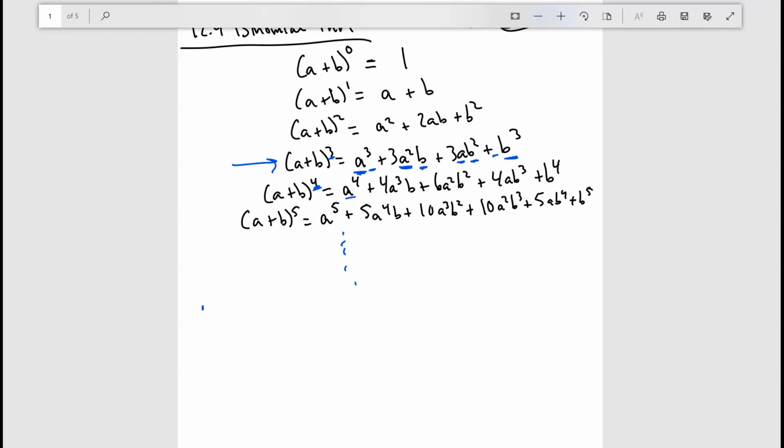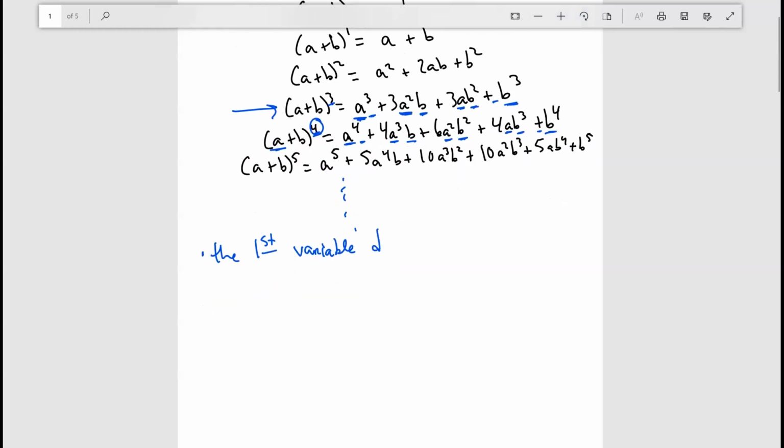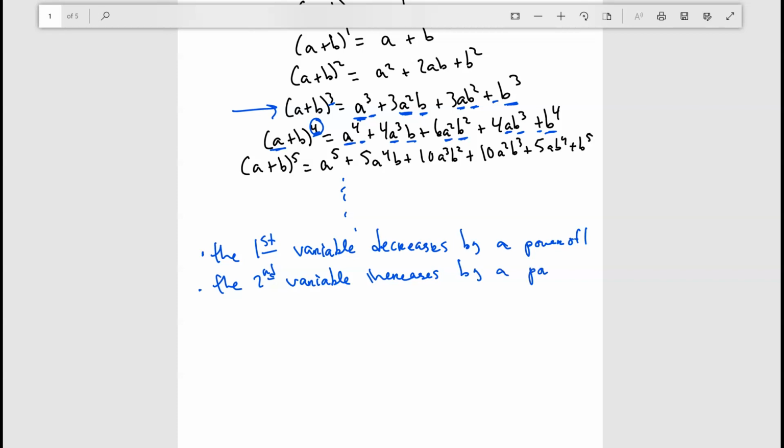A plus b to the 4th power has 4a's, 3a's, 2a's, 1a, no a. No b's, 1b, 2b's, 3b's, and 4b's. So notice that whatever the power is, the first variable decreases by a power of 1, and the second variable, in this case our b term, increases by a power of 1.